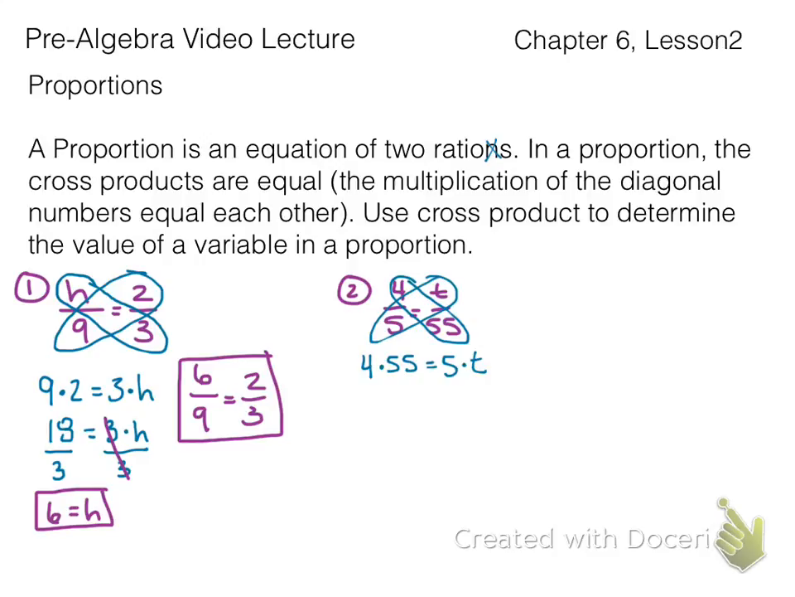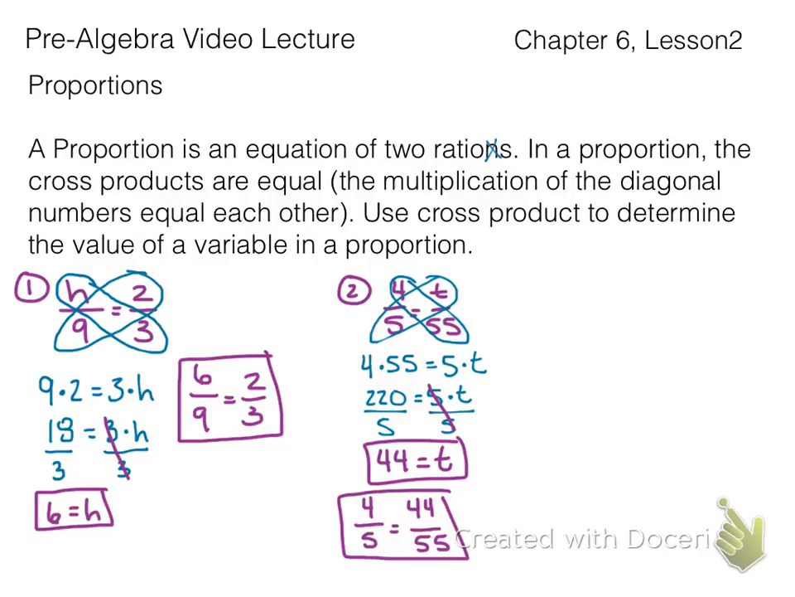So it'd be 4 times 55 equals 5 times T. 4 times 55 is 220 equals 5 times T. What's happening to T? Well, it's being multiplied by 5. The opposite of that is divide by 5. So we're going to divide by 5 on both sides. T equals 44. Hey, guess what? I was right. Check that out. All right, so 4 over 5 is the same as 44 over 55.